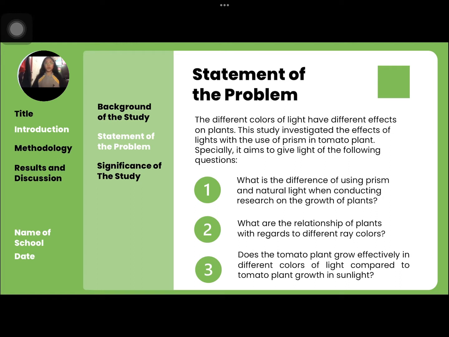Number 1. What is the difference between using a prism and natural light when conducting research on the growth of plants? Number 2. What is the relationship of plants with regard to the different ray colors? Number 3. Does the tomato plant grow more effectively in different colors of light compared to tomato plant growth in sunlight?